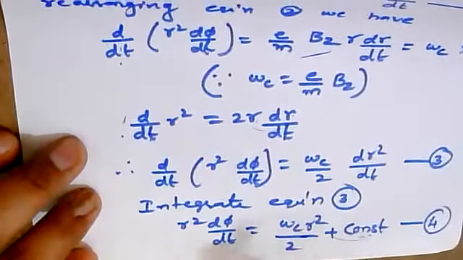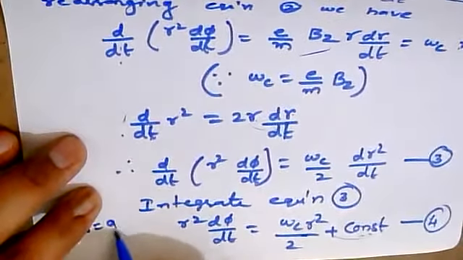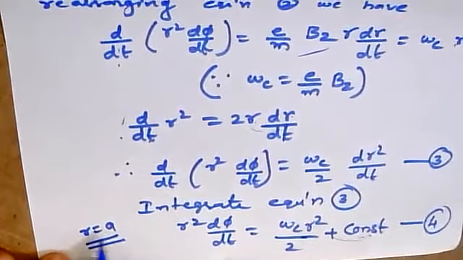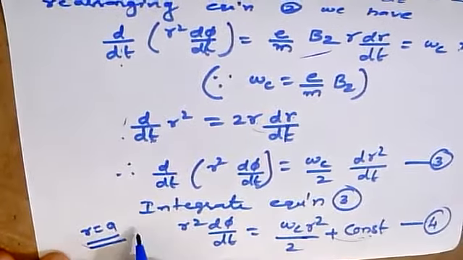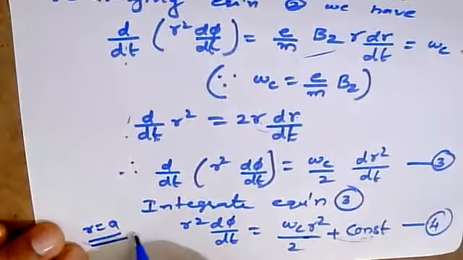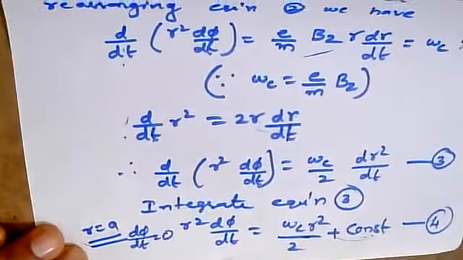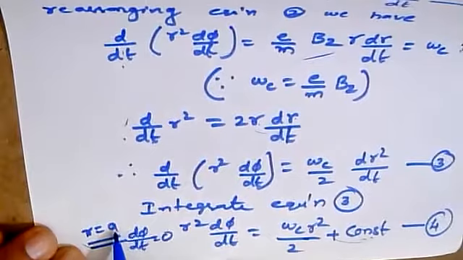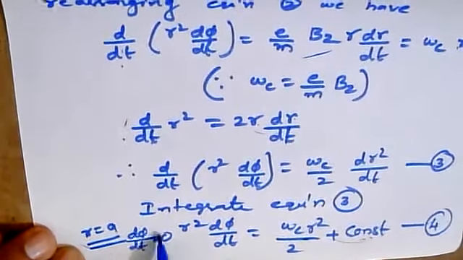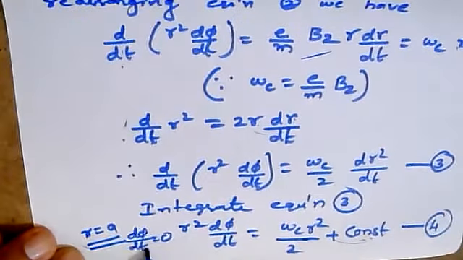Okay, so by taking R as the radius A, where A is the radius of the cathode, we need to substitute the condition R is equal to A, and in that case there is no change in the phase. So dφ by dt will be equal to 0 in that case. Taking the radius R equal to A with respect to the cathode terminology, there is no change in the phase, so for that we need to take dφ by dt equal to 0.